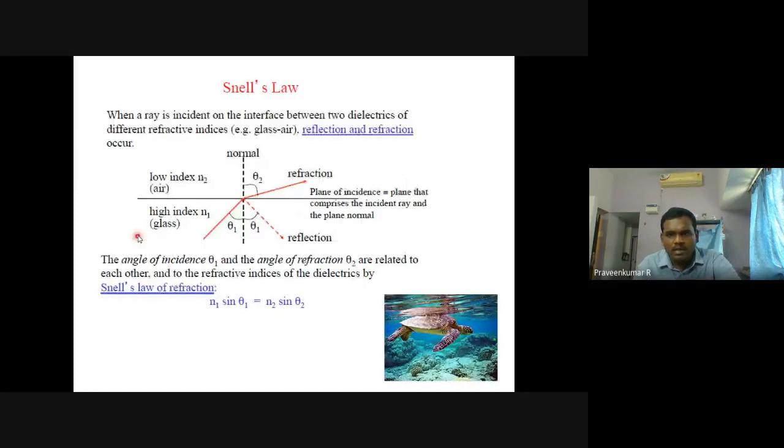So this was Snell's law. Now, total internal reflection. When a ray is incident on the interface between two dielectrics of different refractive indices, that is the RI profile. Here we have glass and air, with RI profile n1 and n2. Reflection and refraction occur. So when a ray is incident on the interface between two different media, either reflection or refraction will occur. That is the principle of this concept.